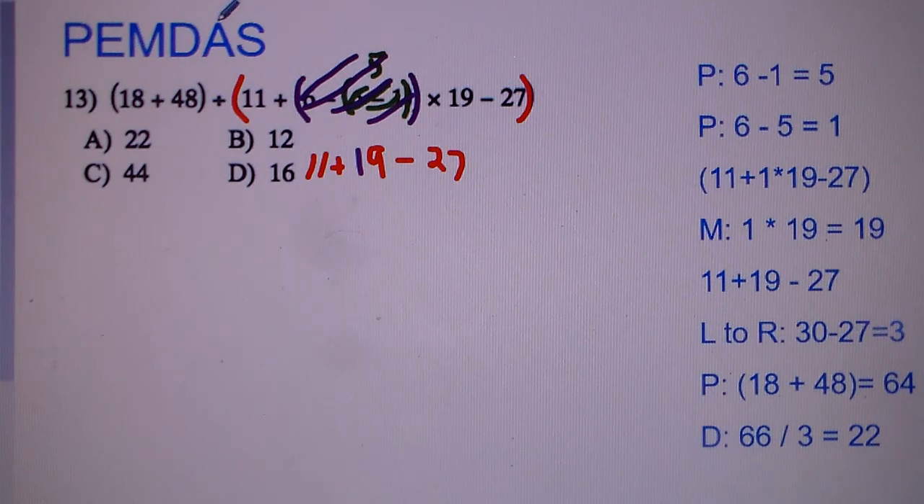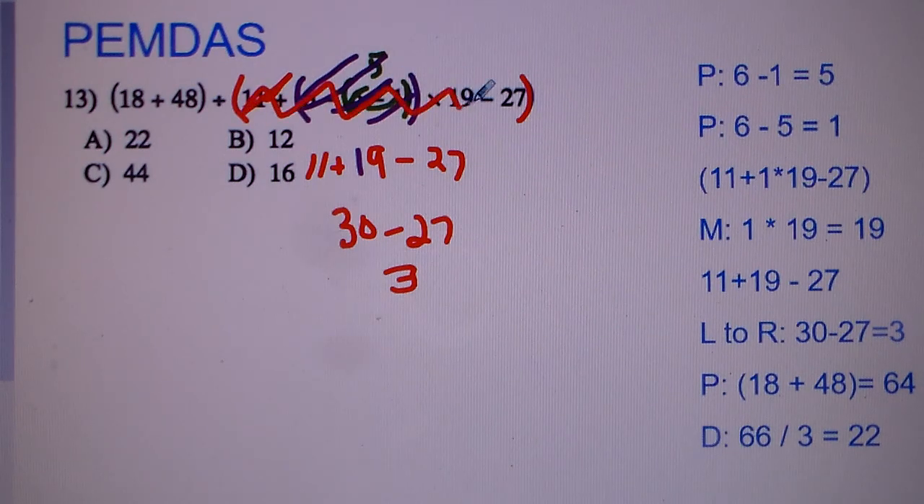Addition and subtraction are interchangeable, so that means we have to read left to right. So we have 11 plus 19 gets us 30. And then 30 minus 27 will get us 3. So inside the red parentheses is just 3. So we could actually delete all of that, and it's really just 3.